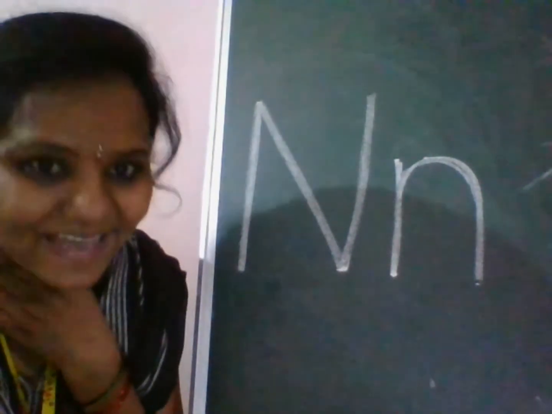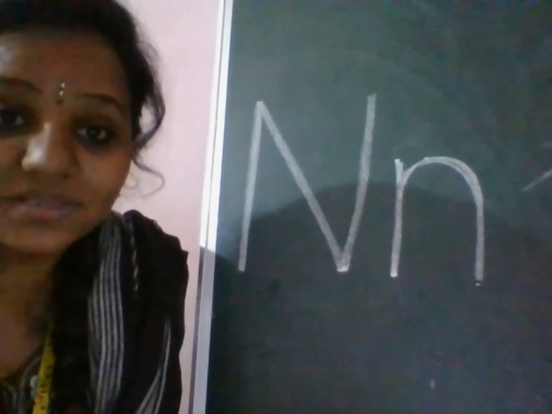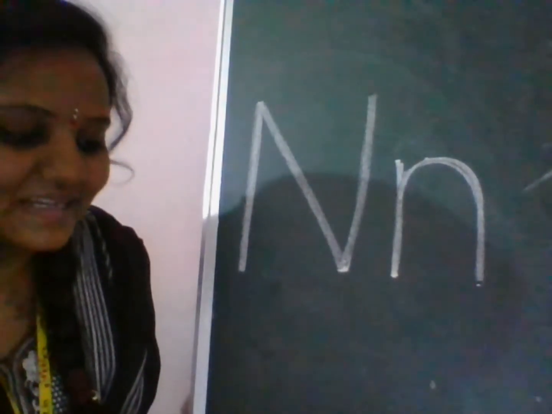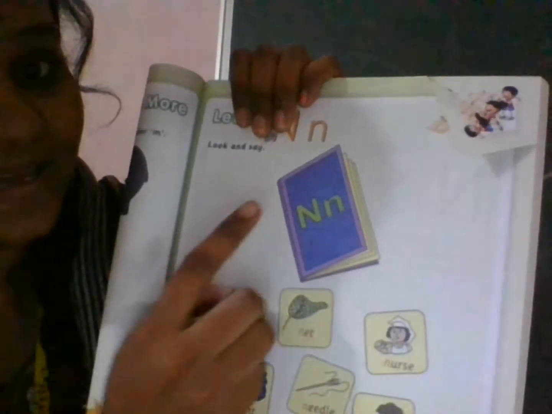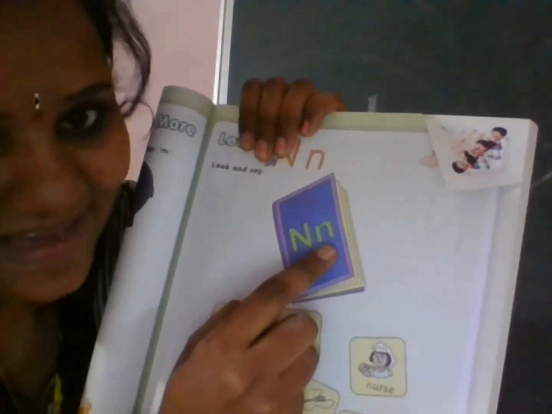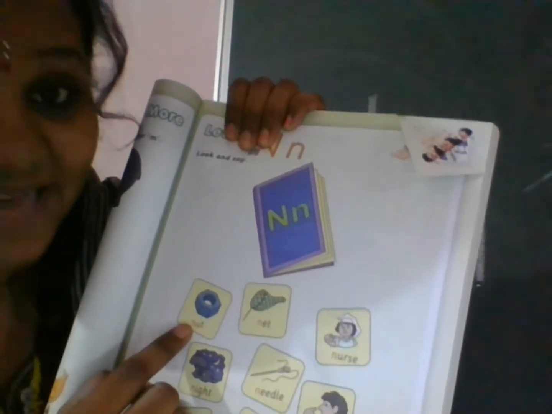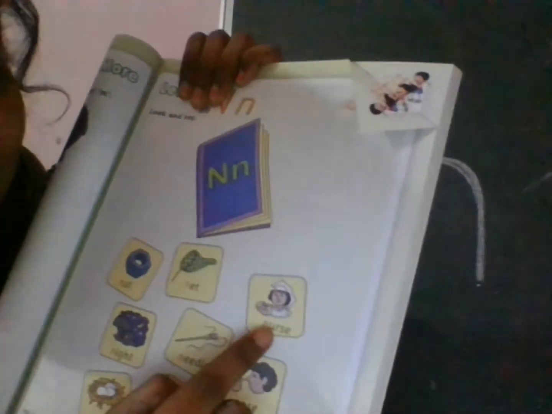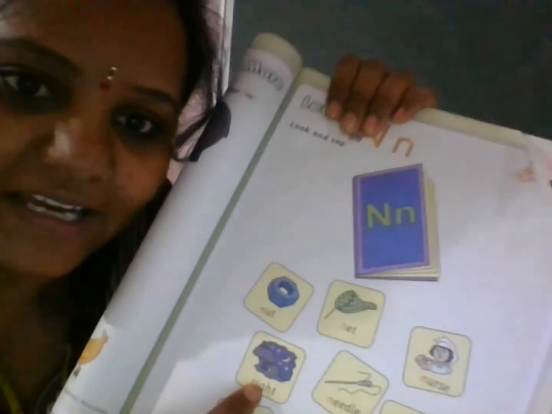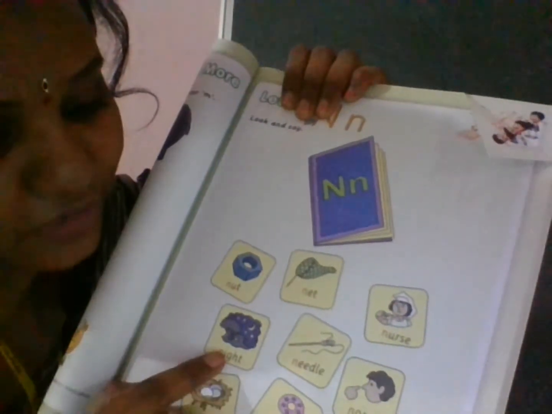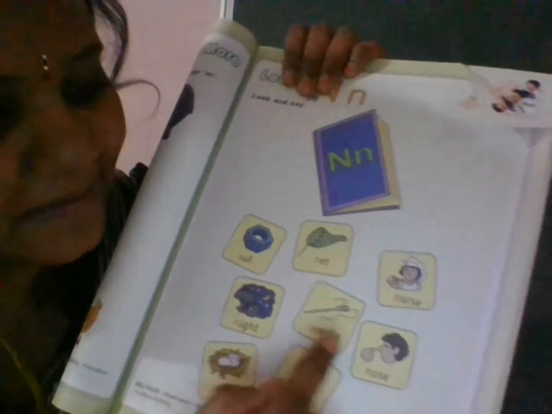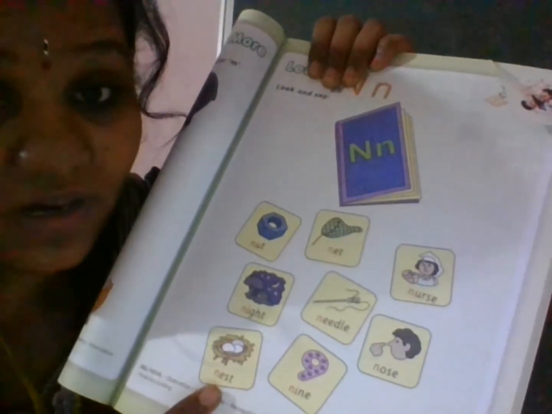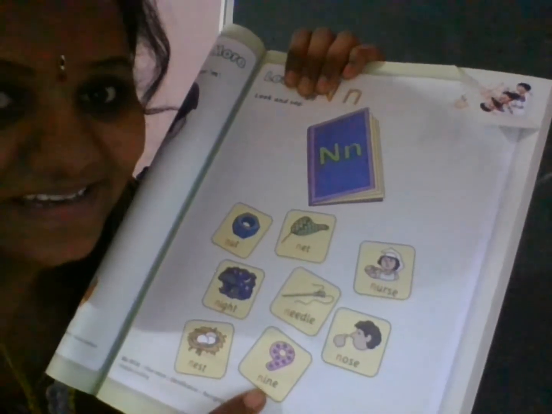And we'll see some more things which start with letter N. See, look here. Capital N, small n. N for nut. N for net. N for nurse. N for night. We will sleep at night, right? N for needle. N for nose. Touch your nose. N for nest. N for nine.